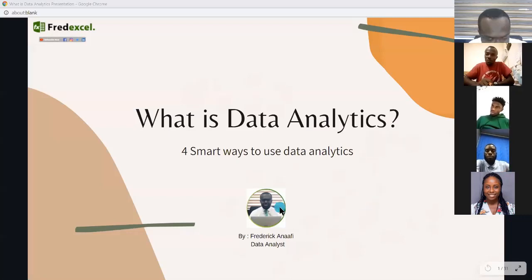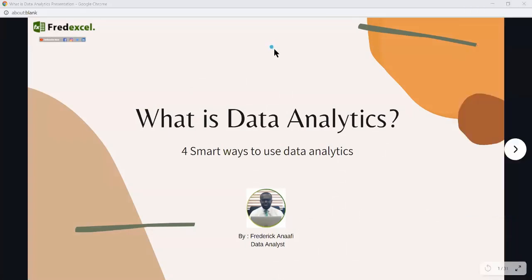Okay. Clear. So I'm sure when we talk about data analytics, what first comes into mind is data, information. What is it really about? That's what I'm going to tackle today, and also show you some smart ways on how to use data analytics. Some people are in the waiting room. Let me just admit them.